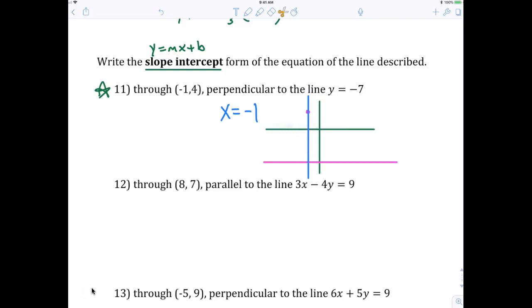That line goes through that pink point, so it's whatever the x value is. That's why it's x equals -1. You just draw a line through it. That's correct, because we know it's perpendicular.